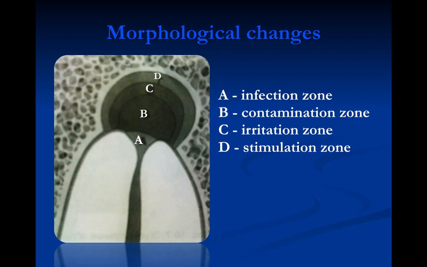The irritation zone is without microorganisms and just consists of some cells such as osteoblasts, fibroblasts, and that's all. And the stimulation zone is also without any microorganisms. There are young fibroblasts and other connective tissue cells.